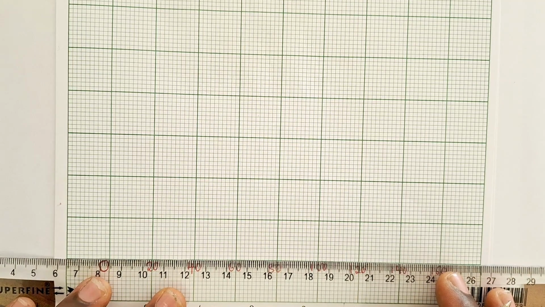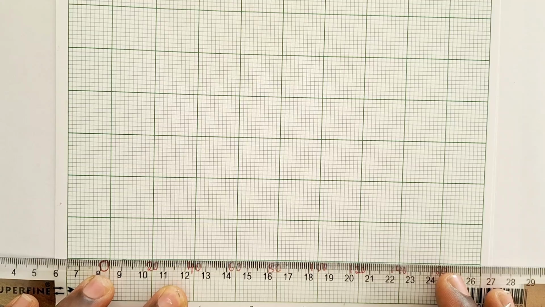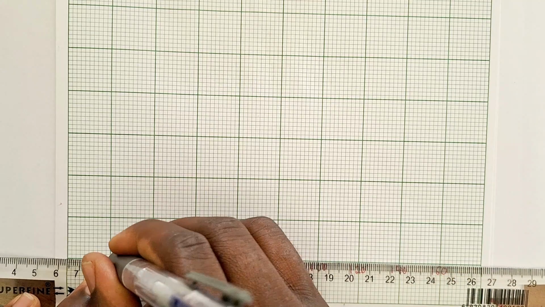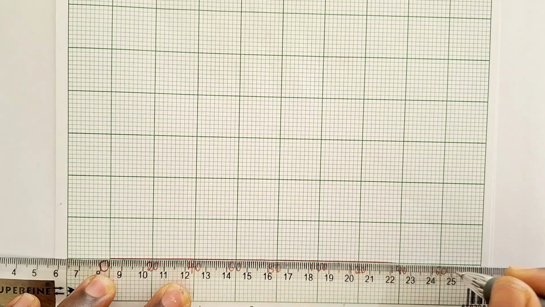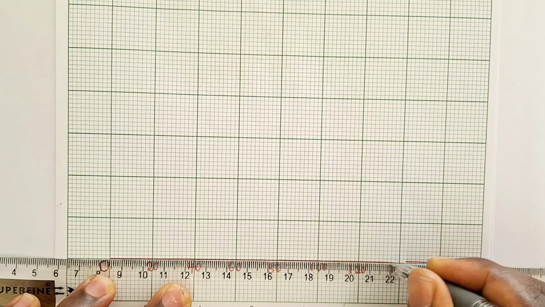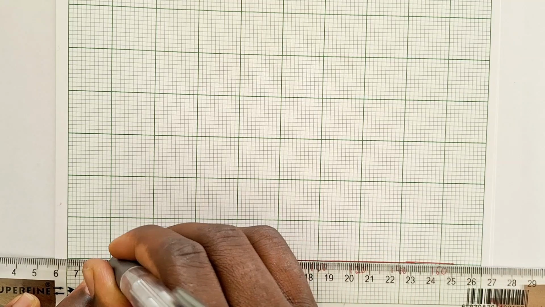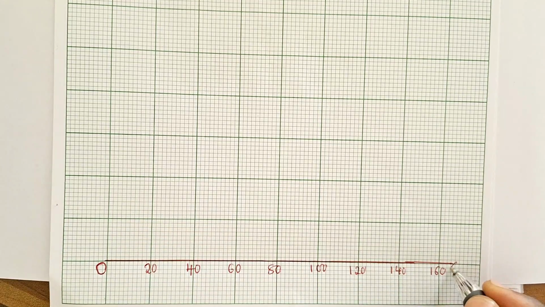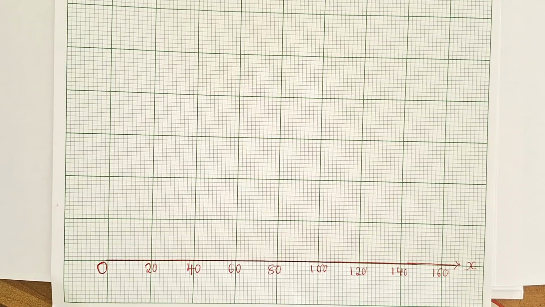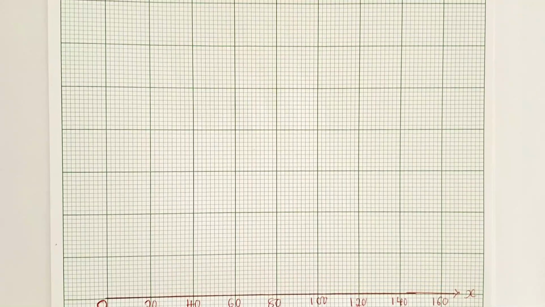You do it very nice. Remember, it's the pencil you're supposed to be using here. At this point, you need to use a pencil. So this is our x-axis. So indicate x-axis. For the y-axis, you do the same.